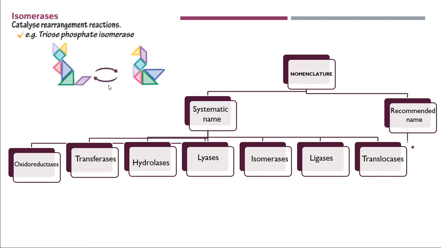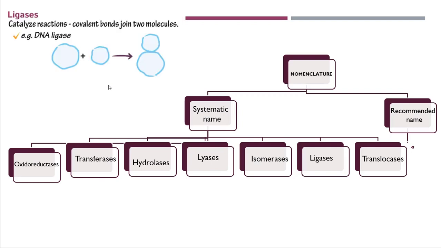Next is isomerases. It comes from the word isomer. It's telling you that some rearrangement is occurring there. So the example is in front of you. If you can see that there is some rearrangement in the reaction, that reaction is going to fall in the isomerases. Okay, next is ligases.